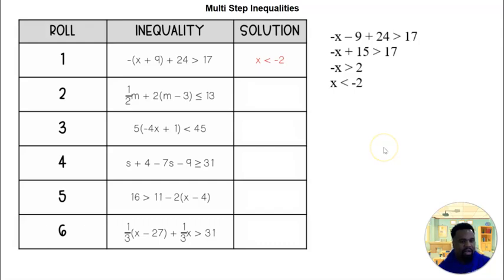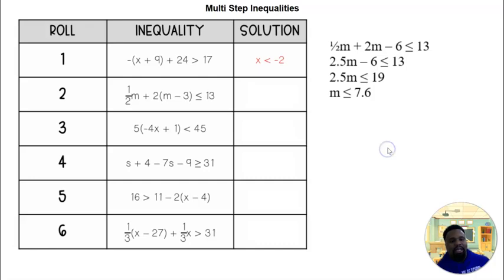All right, you look at number 2, you got to do the distributive property first. So you got to do 2 times m and 2 times negative 3. 2 times m is 2m, 2 times negative 3 is negative 6. So this is our inequality after we do distributive property. Our like terms is 1/2 m and 2m. So that's going to give you 2.5m. Add 6 on both sides, that's going to give you 19. And then I divide both sides by 2.5. That gives me m is less than or equal to 7.6.